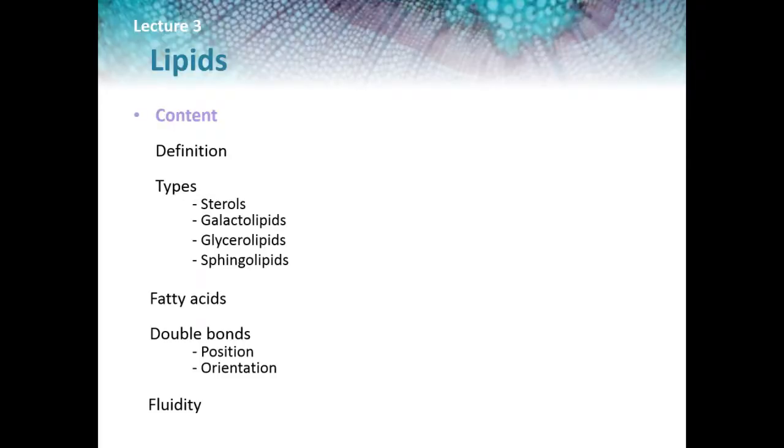Welcome to the module on lipids. In this lecture, we will cover the following topics. We will go over the definition of lipids, their types, which include sterols, galactolipids, glycerolipids, and sphingolipids. Then we will talk about fatty acids, and then about the double bonds position and orientation and their effects on lipids. And finally, we will cover fluidity.